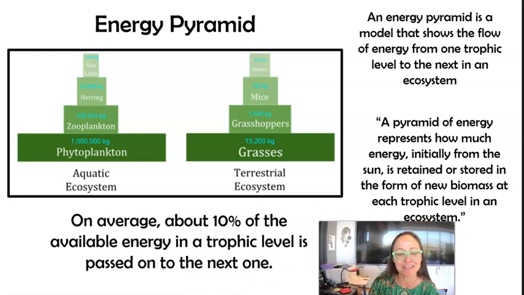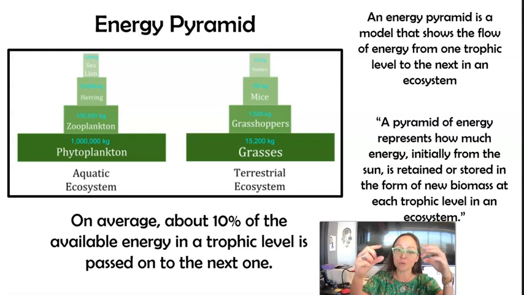But before we look at that quick example, here's another way that we can show energy pyramids. They're not always in that triangle shape. They can also be represented by bars. But what you notice with the numbers here is that it's roughly only 10% of one trophic level that's available, stored in the organisms, the biomass of the next trophic level. I really like this second quote on the side from Wikipedia. It says, a pyramid of energy represents how much energy initially from the sun is retained or stored in the form of new biomass at each trophic level in an ecosystem. I think that's a great way to describe it.